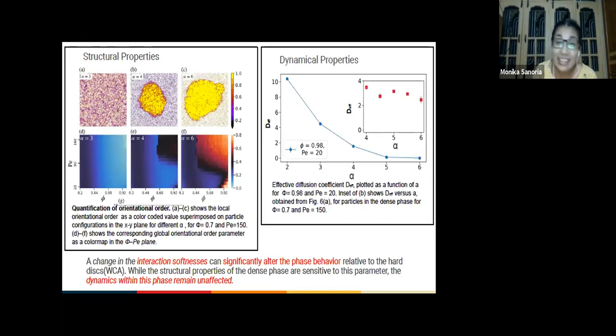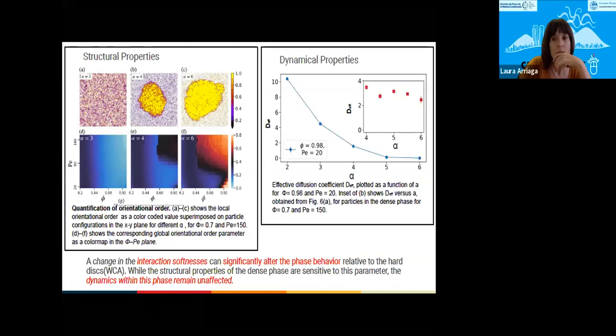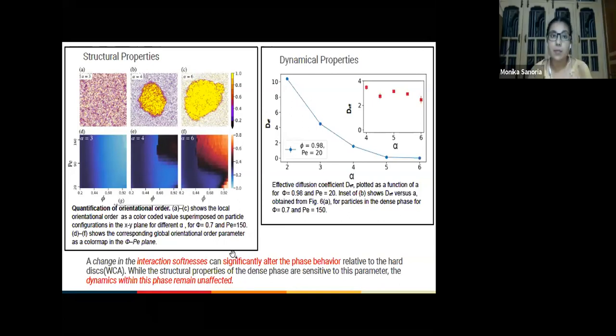Laura, yeah, thanks. So as you can see on the left hand side, the structural properties: the first is an XY coordinate particle snapshot, where the color map is the local orientational order parameter that has been calculated. It shows that while changing the softness of the particle, the structure of the phase separated system is changing. So we expect that the dynamics within this phase separated system will change. But as we did the study, you can see in the dynamical properties in the inset, with the red dots, that the effective diffusion of the particles is approximately the same.